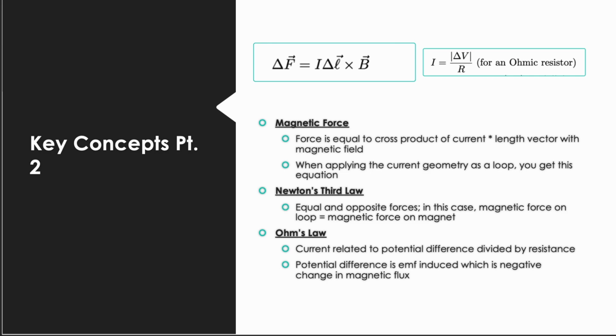Another key concept is magnetic force, which is equal to the cross product of the current times the length vector with the magnetic field. If you apply the current geometry as a loop, then you get this equation as above. Newton's third law states that equal and opposite forces, in this case magnetic forces on a loop, equal the magnetic force on the magnet. And Ohm's law says the current is the potential difference divided by resistance, and the potential difference is the induced EMF, which is the negative change in magnetic flux.